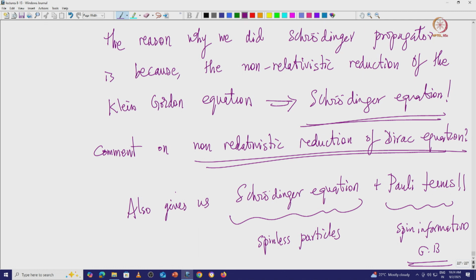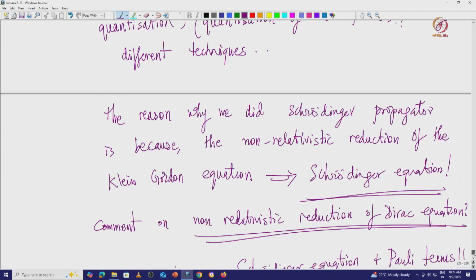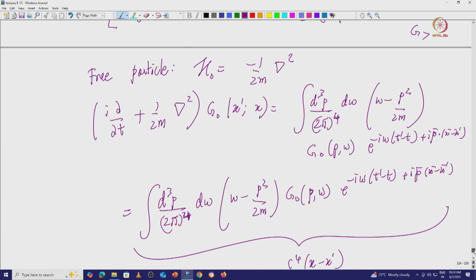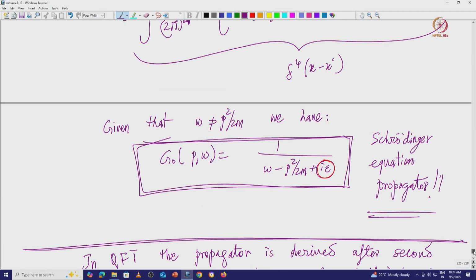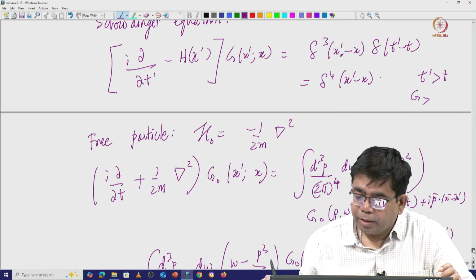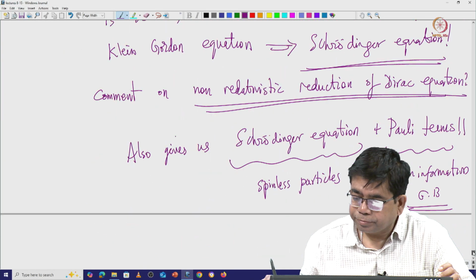Okay, now coming back to the question we have, let us move to a relativistic example. We have done a non-relativistic example of the Schrodinger equation, and we have derived its propagator in terms of Green's functions, and we will see some general properties of these propagator theories before proceeding further, for the Schrodinger, Klein-Gordon and Dirac propagators.